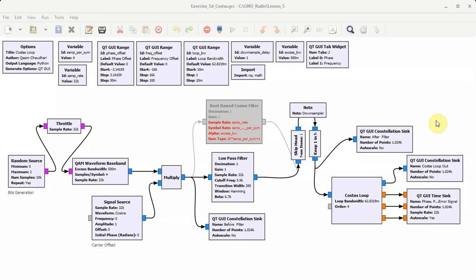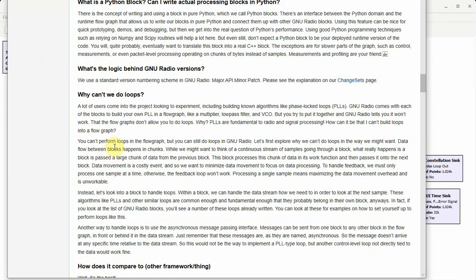One final question we have here is, why can't we build a Costas loop from our own custom blocks in GNU Radio Companion instead of using a built-in block like this one? The answer, as we found earlier in the case of phase lock loops, is that we can't perform loops in the flow graph because of the way the data moves between different blocks.